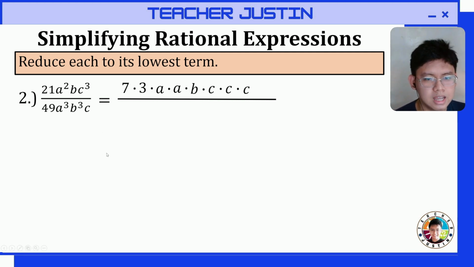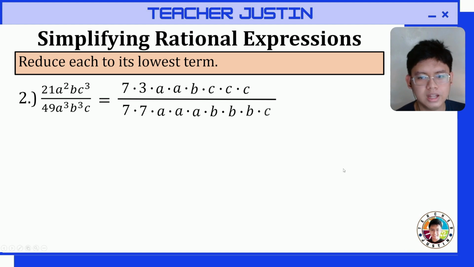We have 49. Factors ni 49 is 7 times 7. Factors ni a cube is a times a times a. Tapos, si b cube naman, ganun din, b times b times b. And yung c natin, isa lang. So, we have 1c in our denominator.